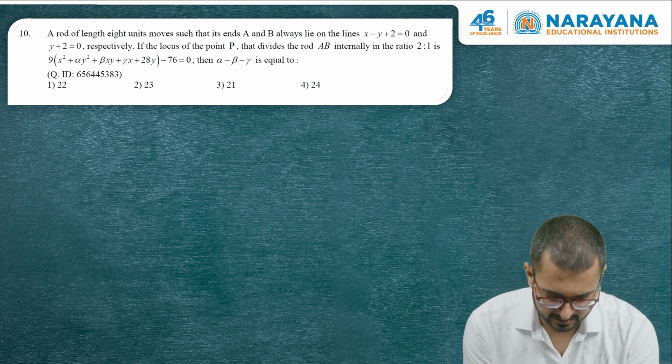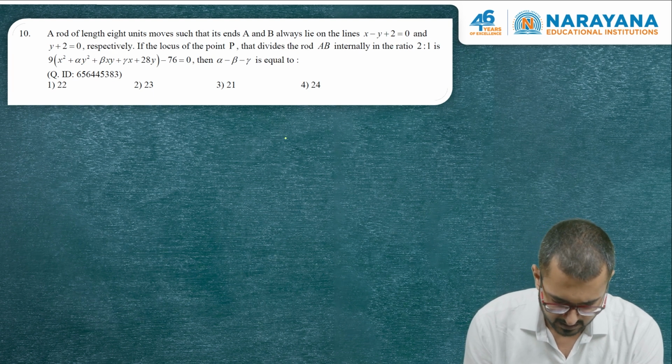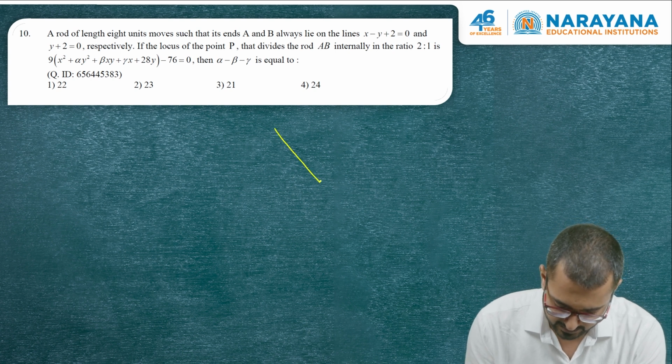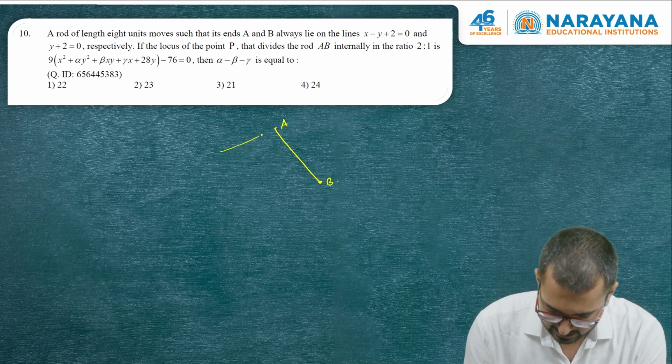That means it's like this: a rod of unit length moves such that A and B lie on the lines. What are A and B? Its ends, that means it's like this. So suppose this is my rod and here is A and here this is B. So A is lying on the line, say like this somewhere.